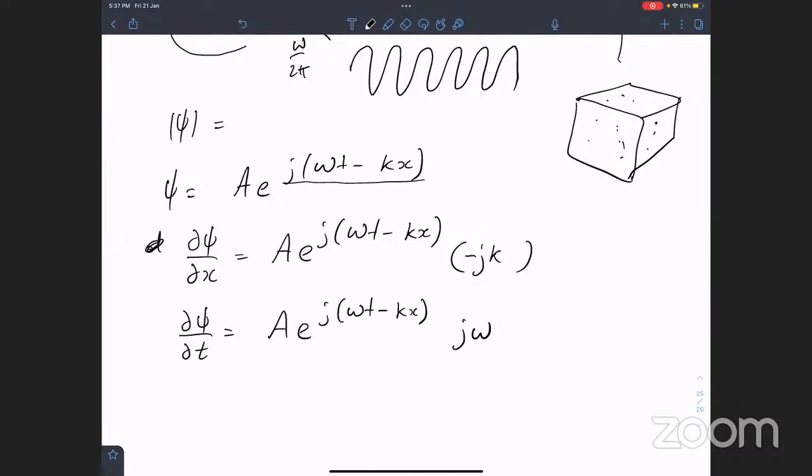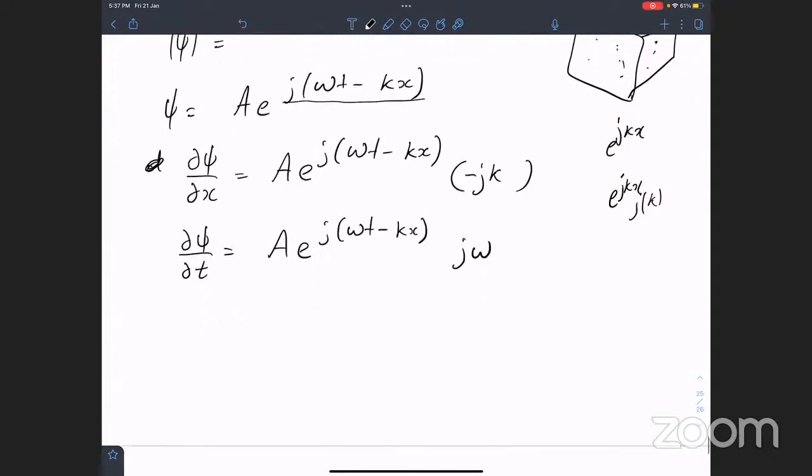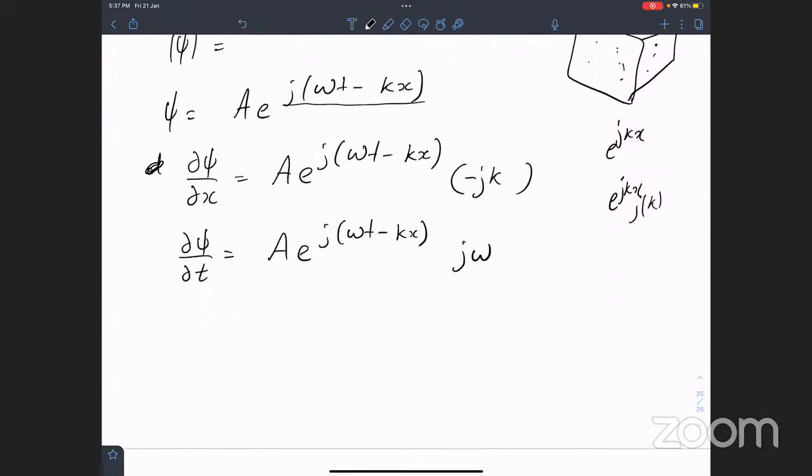Not really, right? I'm just doing differentiation. The derivative of e to the power x is nothing but e to the x into 1. For e to the power kx, the derivative is e to the power kx into k, right? So for e to the power j k x, the derivative is e to the power j k x into j k. And I'm doing partial derivatives. So okay, I'm sure you know this, right?